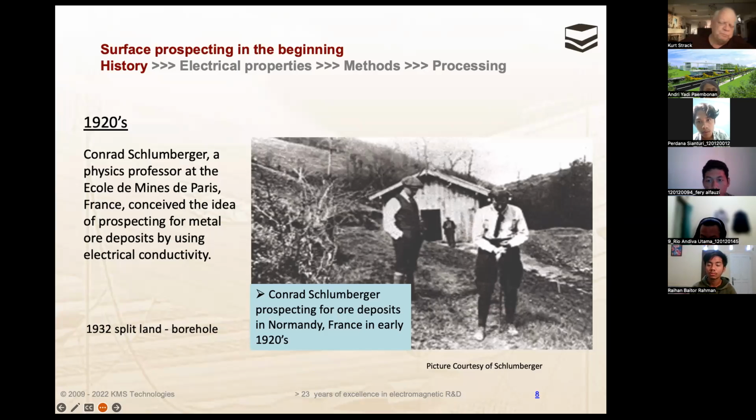And then in 1932, there was the financial crisis, and the Schlumberger company ran out of money, and they took a loan from another geophysical company in France. That geophysical company took over surface measurements, and Schlumberger from 1932 on was only focusing on borehole methods. That company was called CGG, Compagnie Générale de Géophysique.